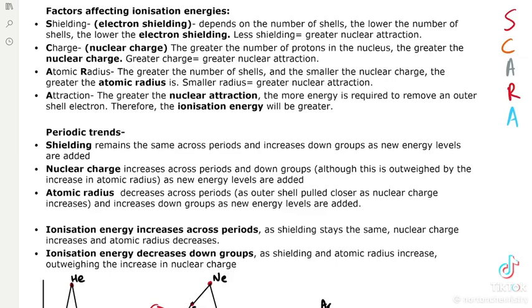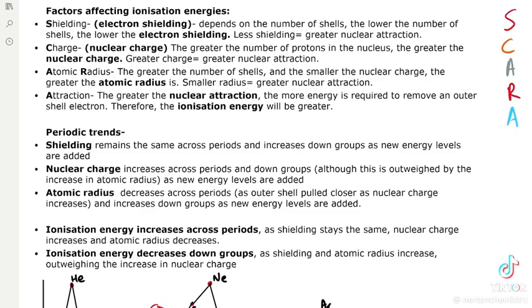And then we have charge, or nuclear charge. So the greater the number of protons in the nucleus, remember protons are positive, the greater the nuclear charge. Greater charge means greater nuclear attraction to the electrons in the outer shell. Then we have atomic radius. So the greater the number of shells and the smaller the nuclear charge, the greater the atomic radius is. So a smaller radius leads to a greater nuclear attraction because the outer shell electrons are closer to the nucleus.